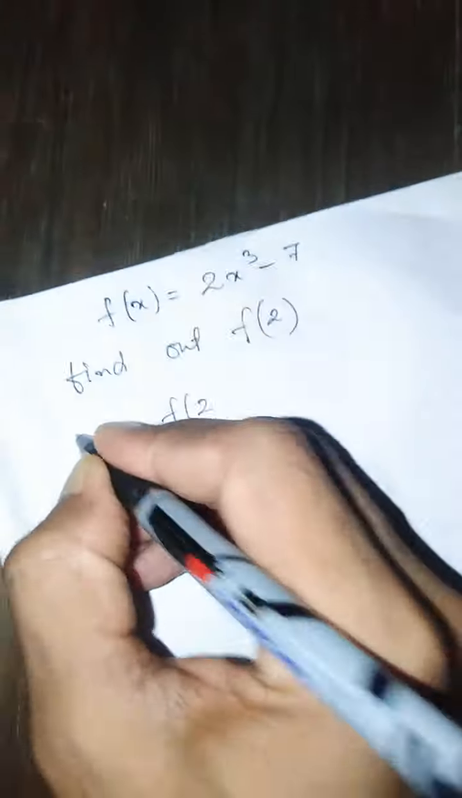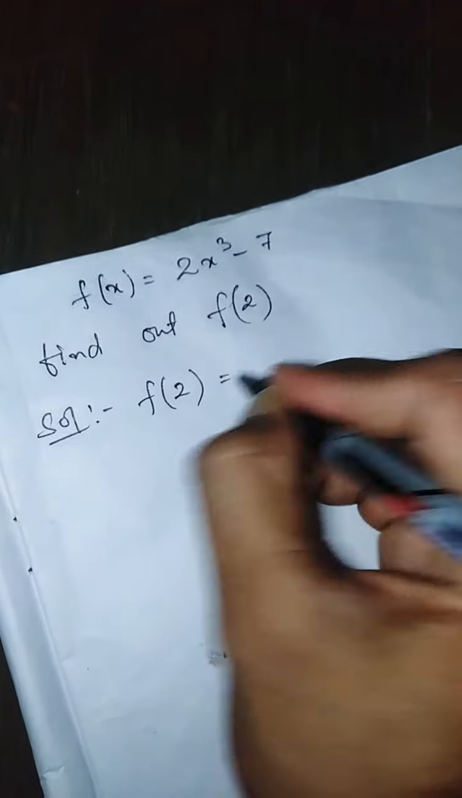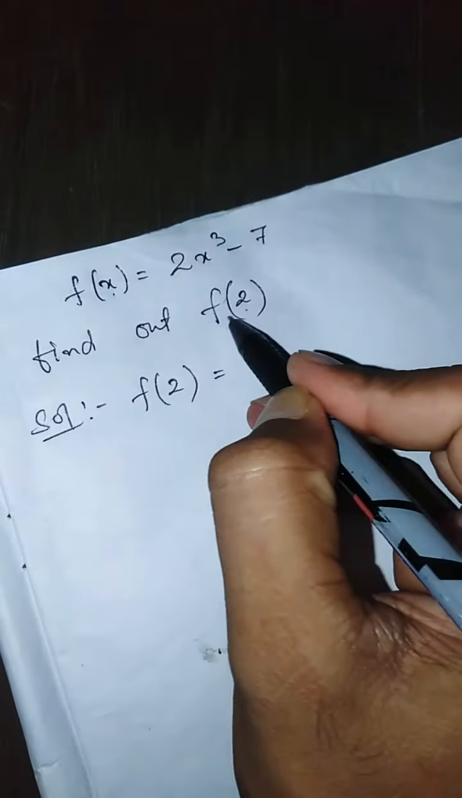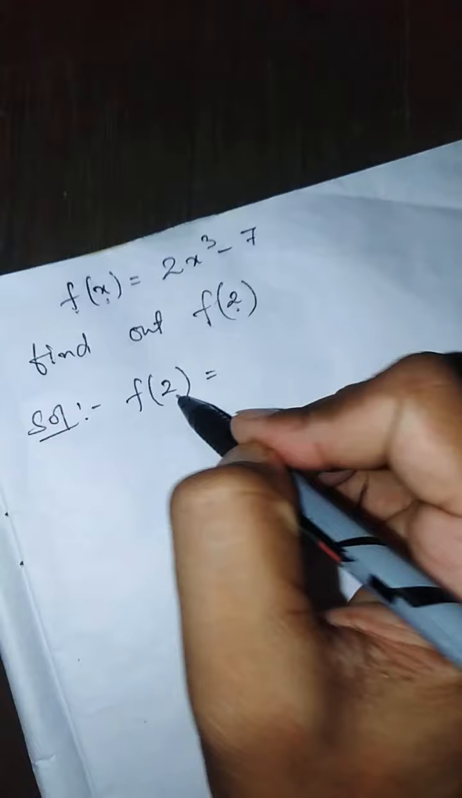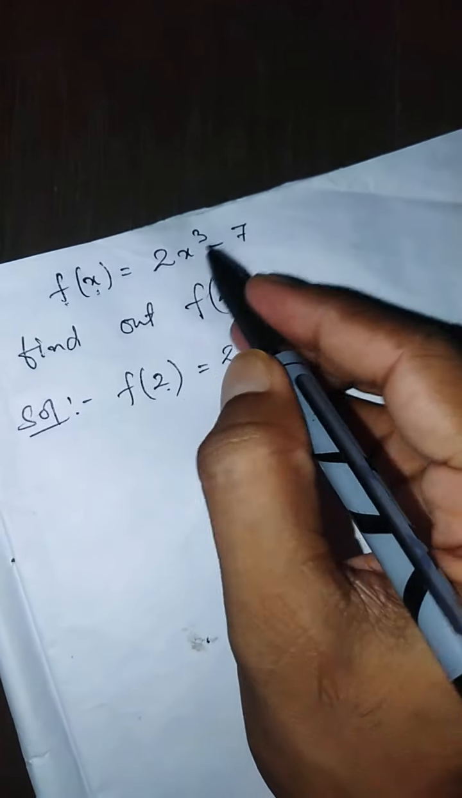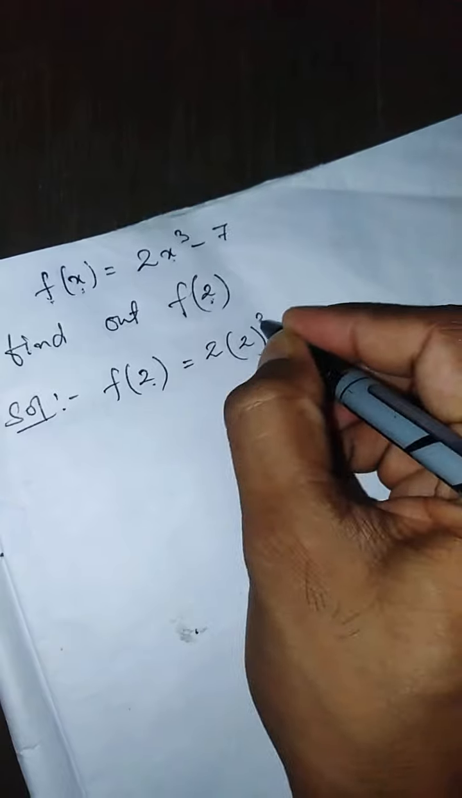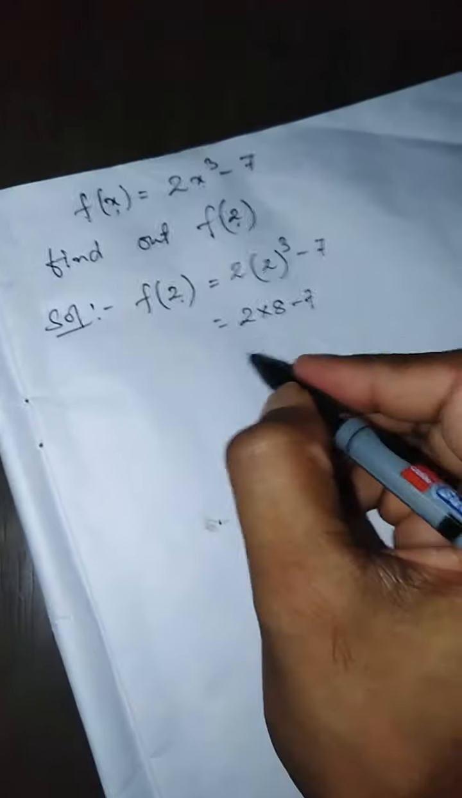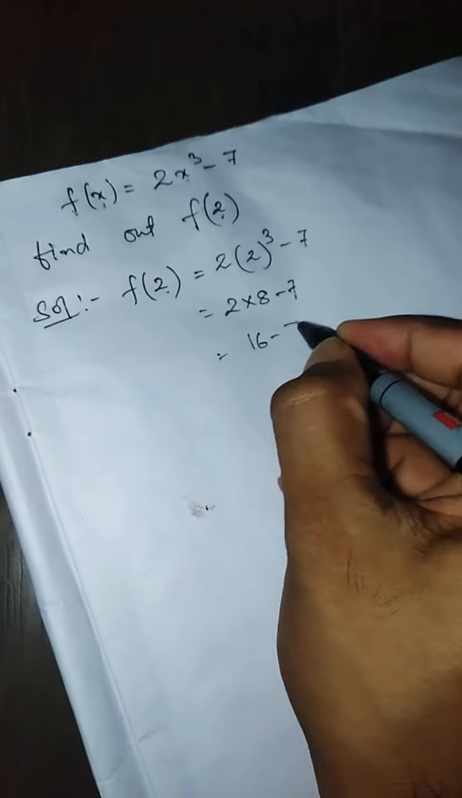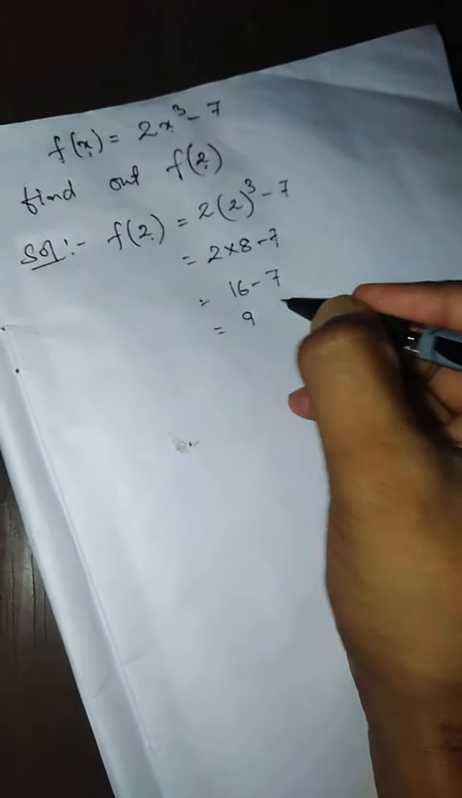So f of 2 solution, f of 2 will be equal to, in place of x you have to put 2 because we need function in terms of 2, and this was given function in terms of x. So in place of x put 2. So your answer will be, in place of x we have to write 2 cube minus 7 times 2, and then 2 cube is 8, 8 times 2 is 16, minus 7, that is 9. So 9 will be your answer. I think it's clear to you.